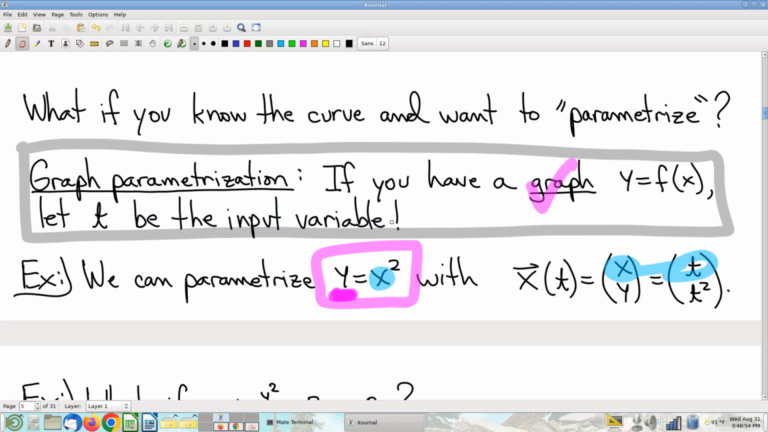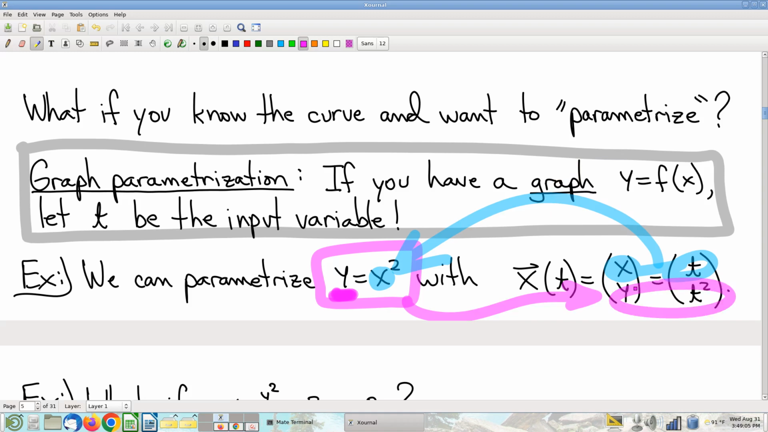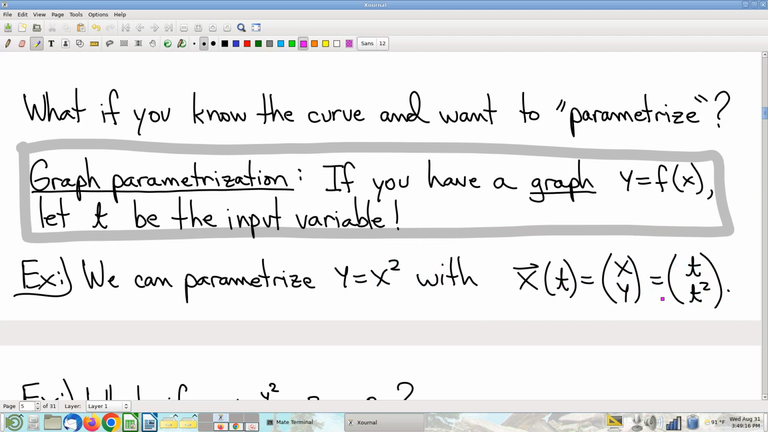And I claim everything's just going to work now. And here's how. If, after all, x is equal to t, well, think about it. If x is equal to t, that pretty much forces then that y has to be t squared. Right? Because x is t. You plug in t there, and you get t squared. And we're done. We win. Victory. X and y are functions of t. Parameterization.